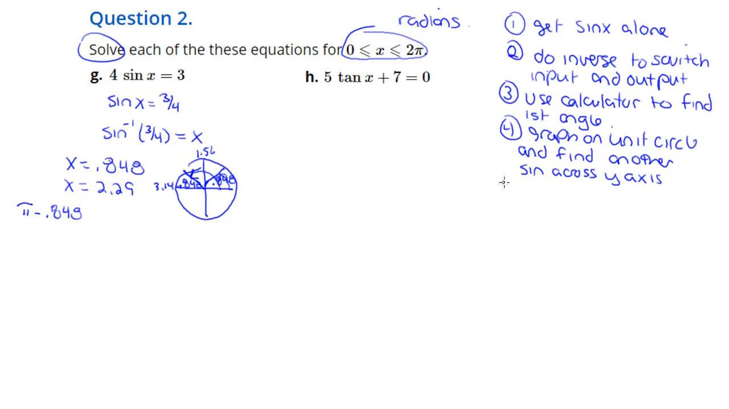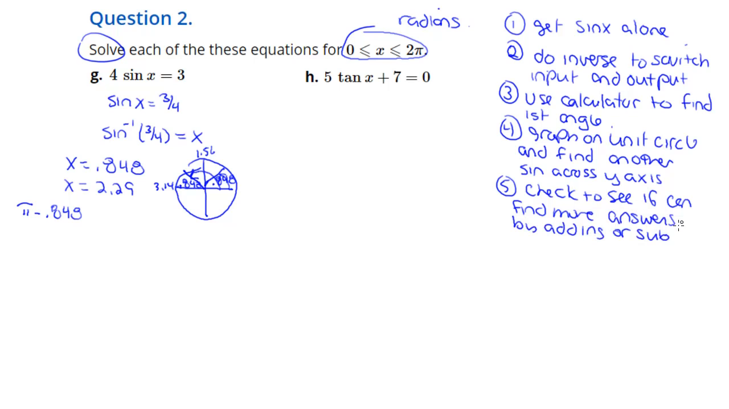And then the last step is to check and make sure that I can't find more answers by adding, in this case, 2 pi, or subtracting 2 pi. If I add or subtract 2 pi, it's going to go out of bounds, and so that's it. I'm done. Let's take a look at H.